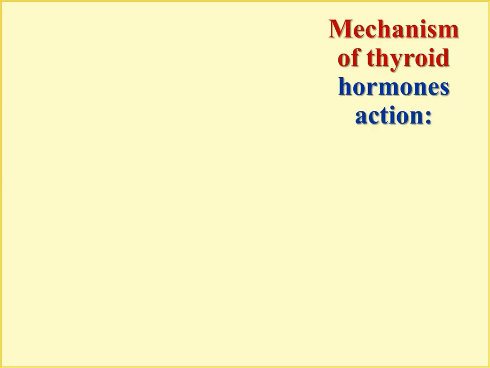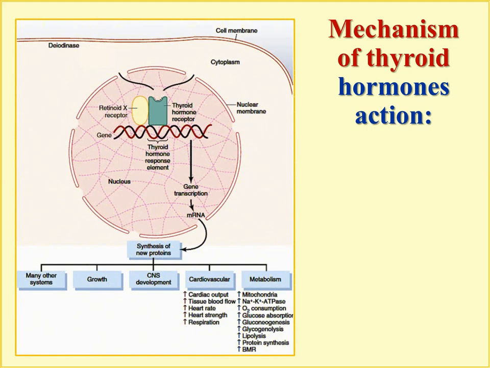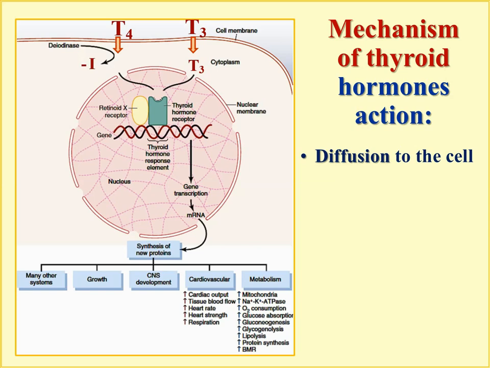Let's recall also the mechanism of these hormones' action. They are based on the tyrosine amino acid, but nevertheless they are lipid soluble. Therefore, they act through intracellular receptors. As they are lipid soluble, the first stage of their action is diffusion into the cell. Simply through the membrane, they diffuse inside. And if it's T4, when it goes inside the cell, it undergoes deiodination. One iodine atom is removed from the molecule, and it becomes converted to T3.